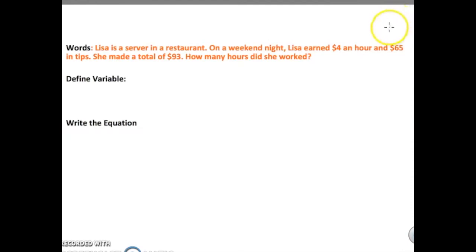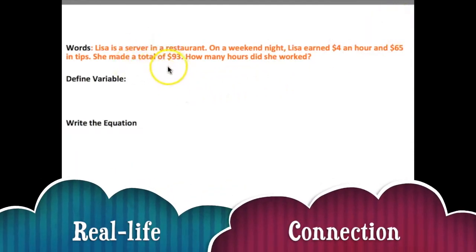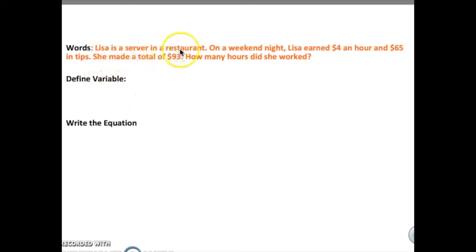Let's take a look at this real-life example word problem. Lisa is a server in a restaurant. On a weekend night, Lisa earned $4 an hour and $65 in tips. She made a total of $93. How many hours did she work? So that is what's in question right here. So we need to go ahead and identify our variable. So we are going to say, let H equal hours, because that's what we're trying to figure out.